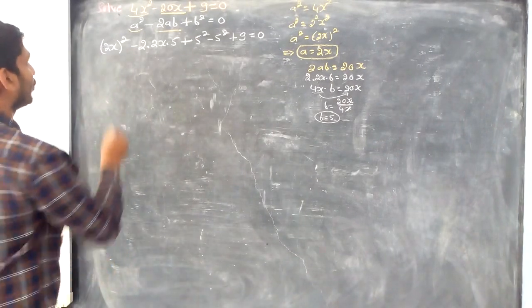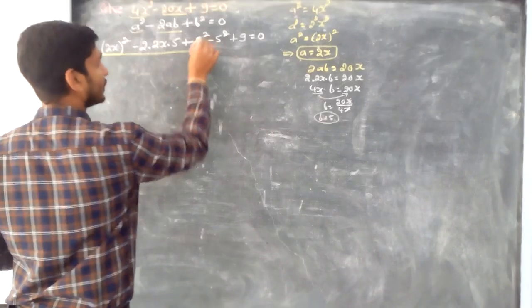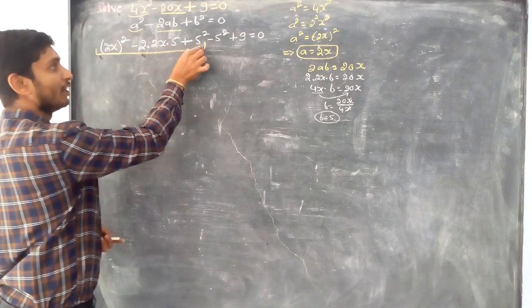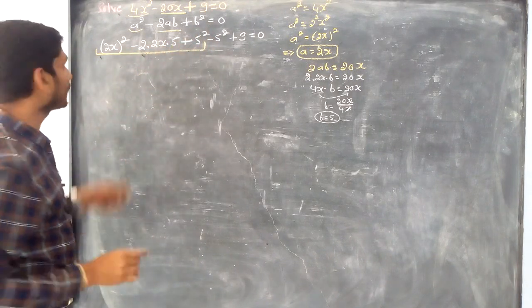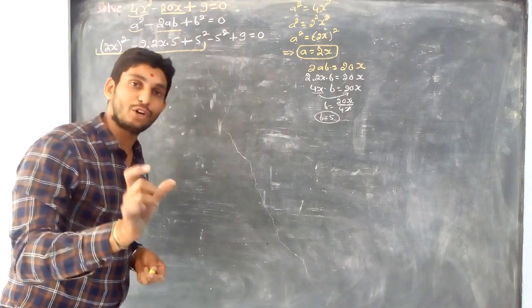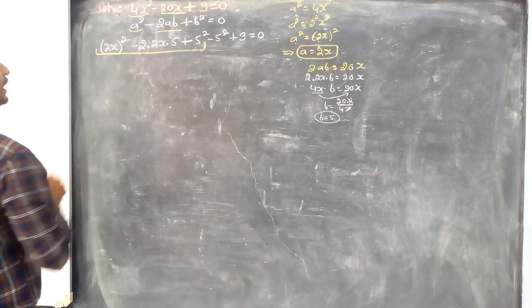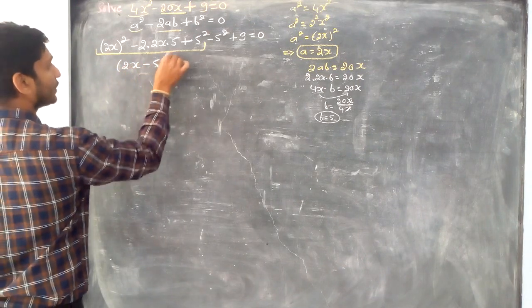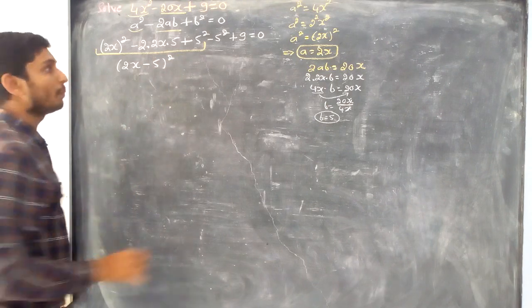Yes, now we know the complete factorization of this one. Yes, it is in the form a square minus 2ab plus b square. What is the factorization of a square minus 2ab plus b square? Yes, obviously it is a minus b whole square. a means 2x, minus b means 5, whole square. Simplify further.